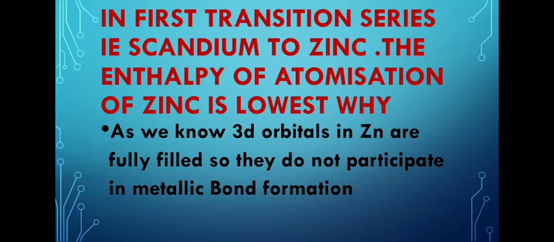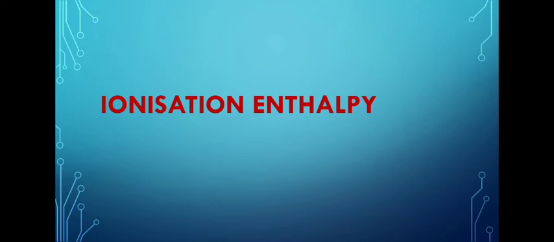So we can conclude that in the first transition series, zinc has the lowest melting point, boiling point and enthalpy of atomization, as the d orbitals are fully filled, so they do not participate in metallic bond formation. Next is ionization enthalpy. It is the amount of energy which is needed to remove the most loosely bound electron from an atom in the ground state.